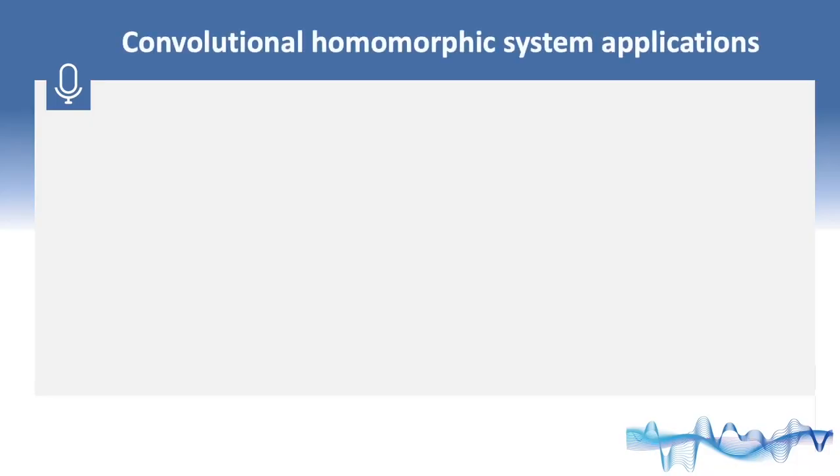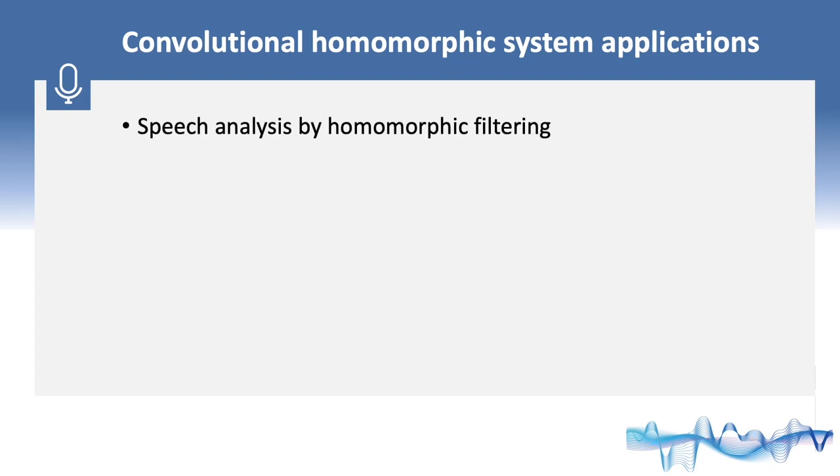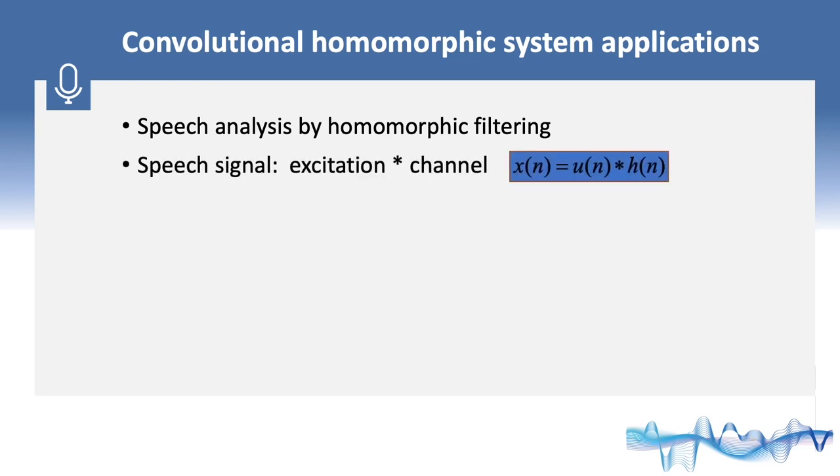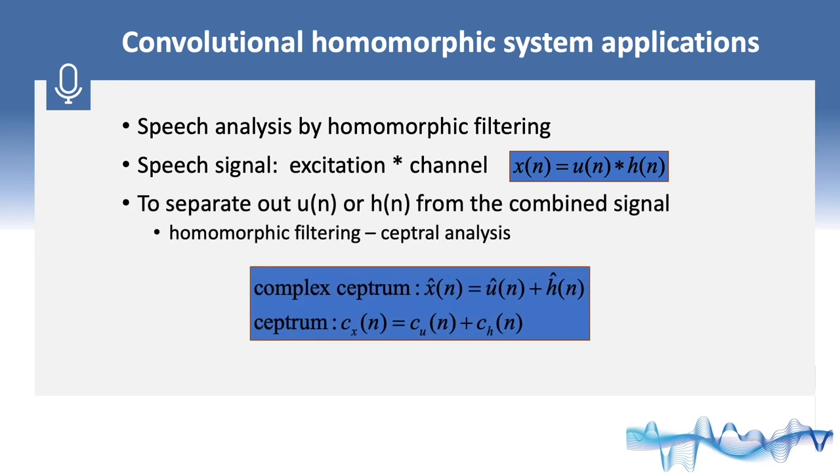Convolutional homomorphic systems are used for digital signal processing and deconvolution to recover useful signals. One of its important applications is to separate the channel impulse response and glottal excitation signal in digital speech signal processing. By use of homomorphic filtering or cepstral analysis, we could separate out u(n) or h(n) from the combined signal easily.